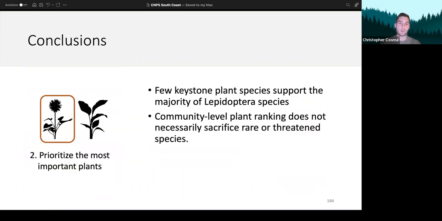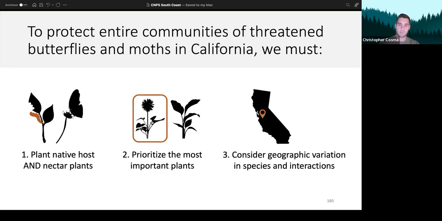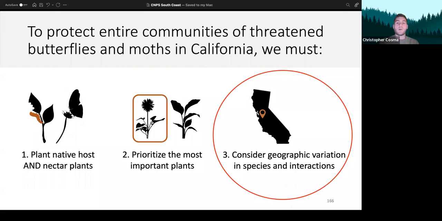All right, so concluding part two here, we found that few keystone plant species support the majority of Lepidoptera species. And those are really those plant species that we want to be prioritizing in our landscapes, in our gardens, and in our yards to support the most Lepidoptera and to provide that overall stability to our ecosystems. We also saw that this community level plant ranking does not necessarily sacrifice our rare and threatened species like the monarch butterfly.